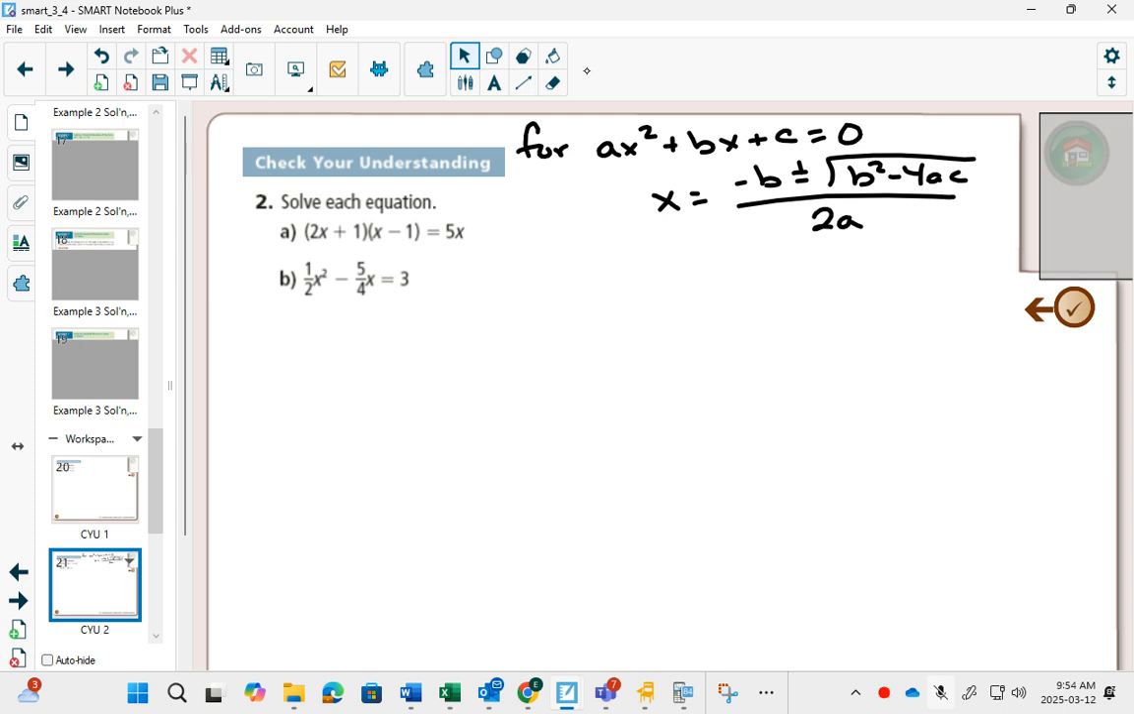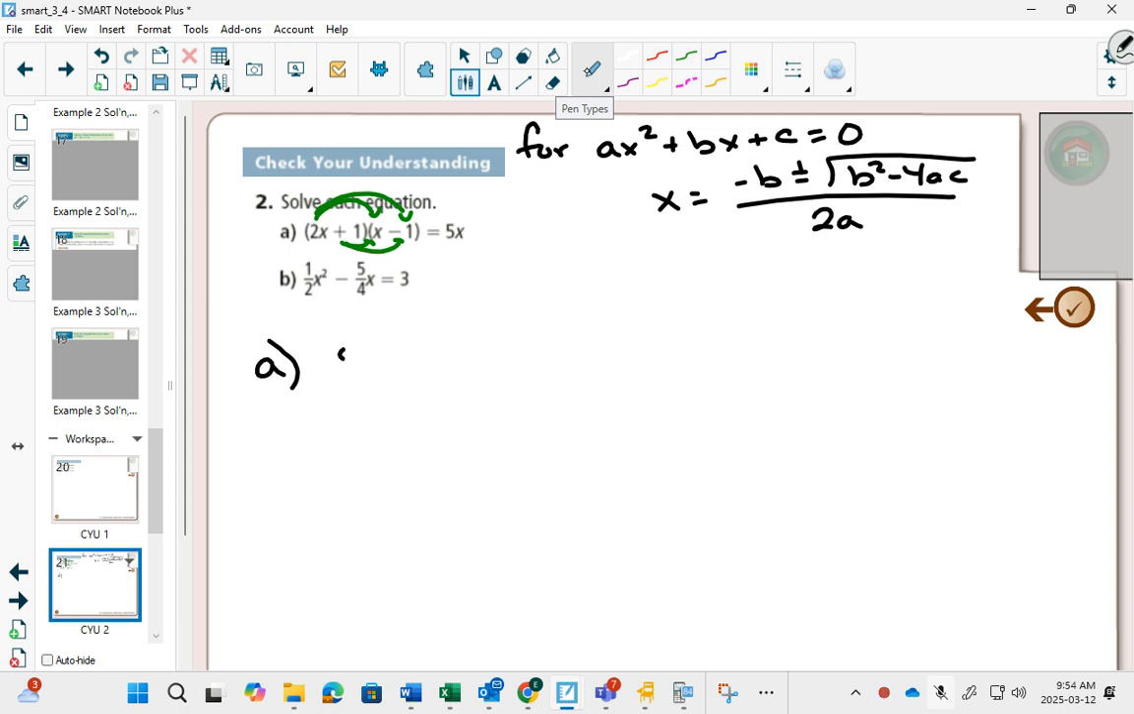Now, first of all, this looks really promising on the left side because it's already factored. But the problem on the right-hand side is it's not equal to 0. So since it's not equal to 0, the factored part actually doesn't help us whatsoever. And so we have to multiply this out. I would multiply all of these things out.